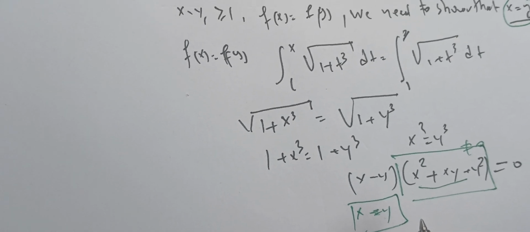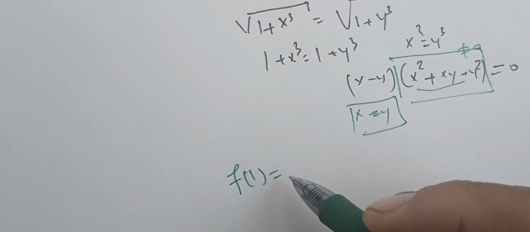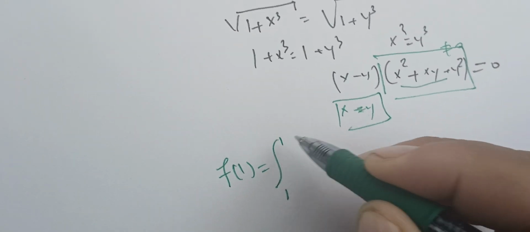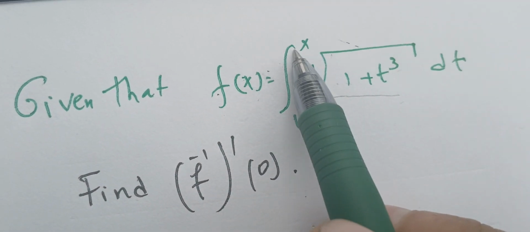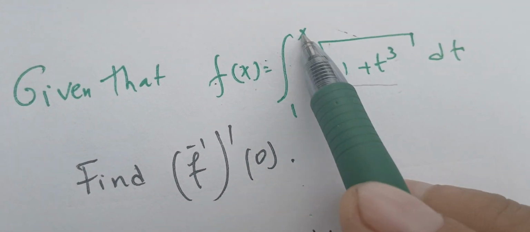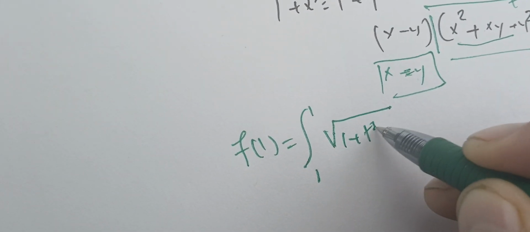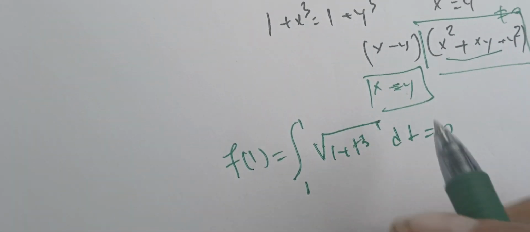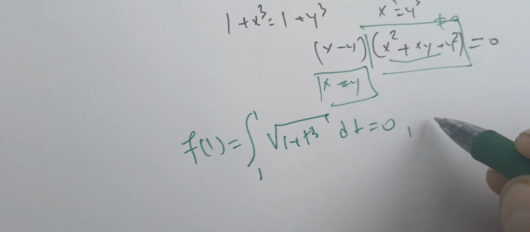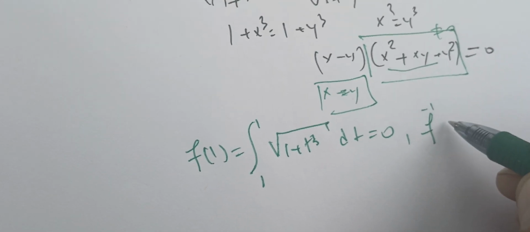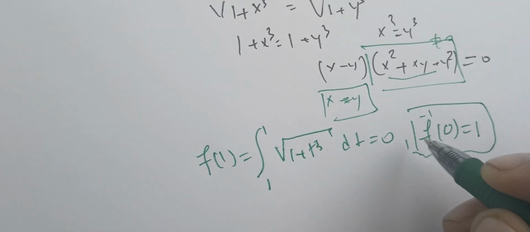Now, note that f of 1 is what? Here it's the integral between 1 and 1. According to the definition of f, when we plug 1 here, we're going to get 0. Okay, so the integral between 1 and 1 is 0. And since f is injective and increasing, f inverse exists, and therefore we have f inverse of 0 is just 1. Why do we need this?